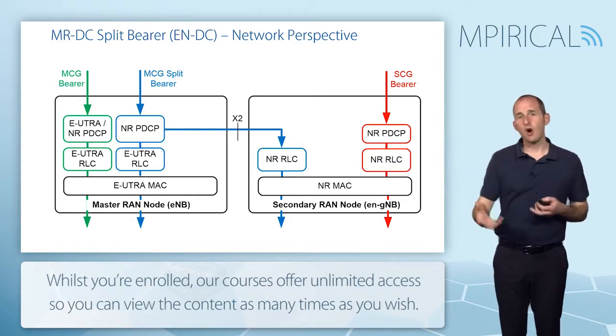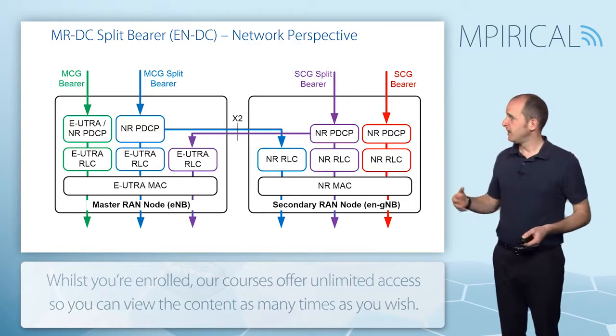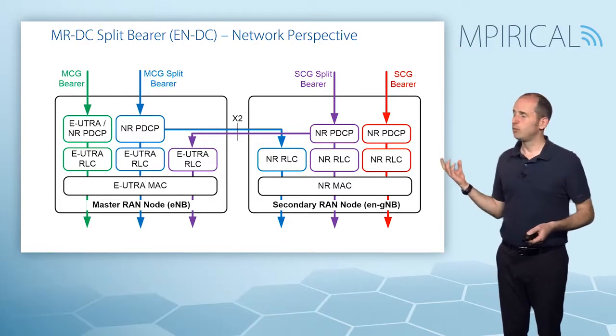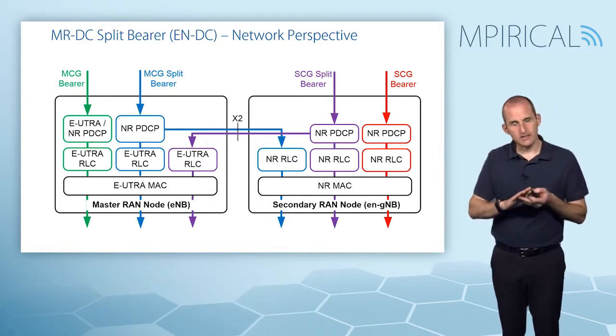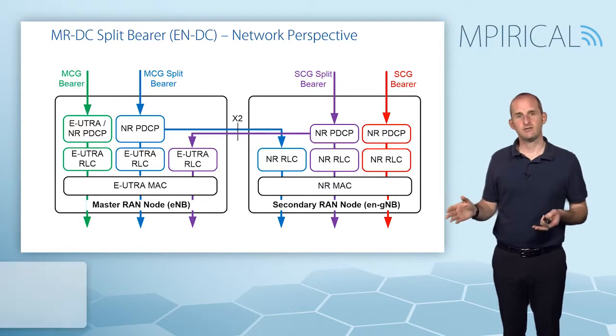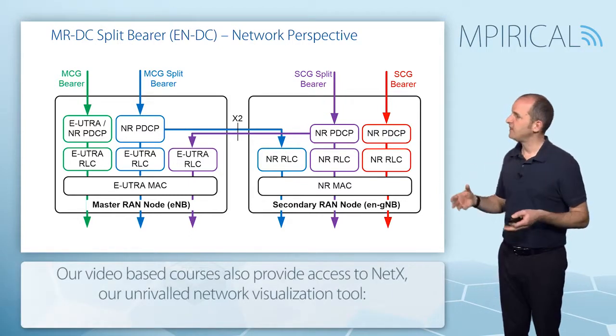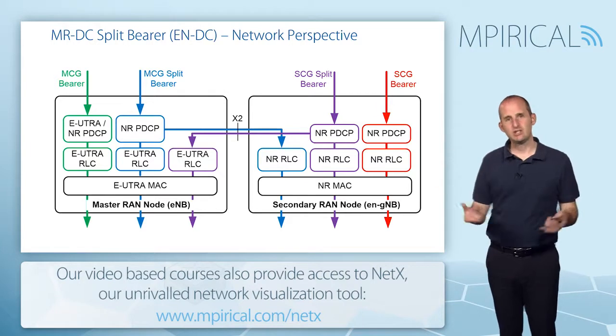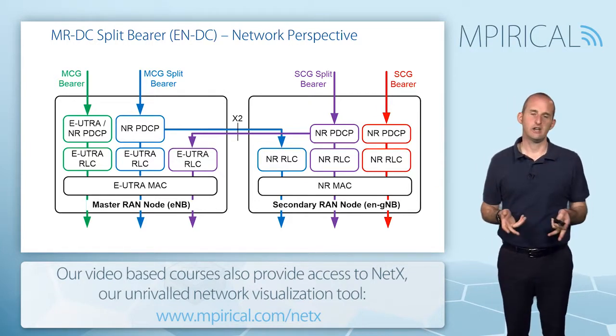It's the same story with the SCG split bearer. So we're arriving at the new radio PDCP layer. That is where the splitting of traffic takes place for our particular ERAB, and then obviously sent onto the device from each of the nodes for the split bearer operation.